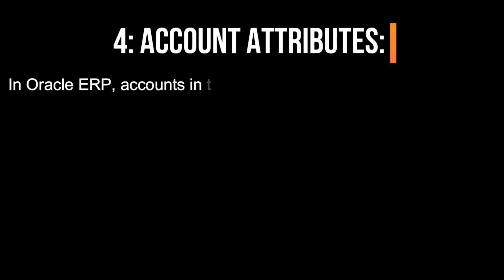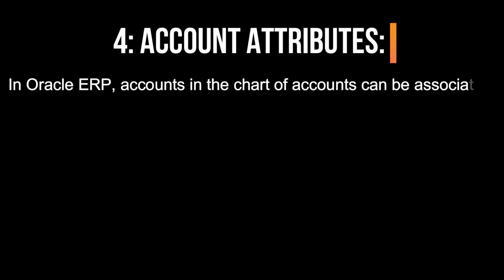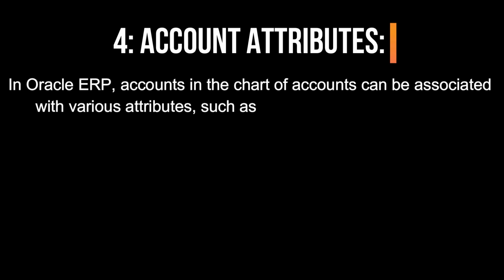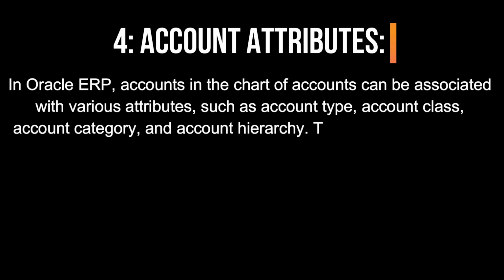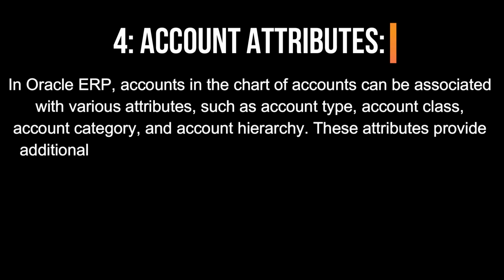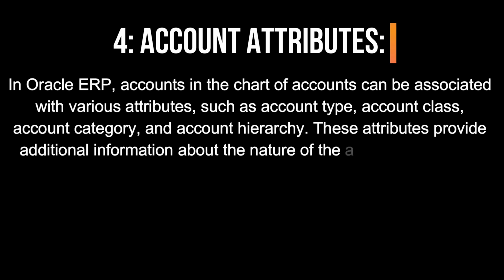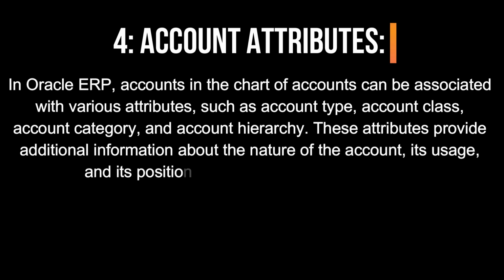4. Account attributes. In Oracle ERP, accounts in the chart of accounts can be associated with various attributes, such as account type, account class, account category, and account hierarchy. These attributes provide additional information about the nature of the account, its usage, and its position within the accounting structure.